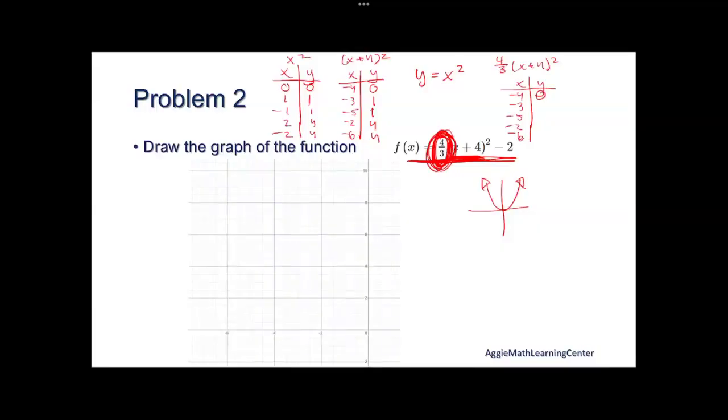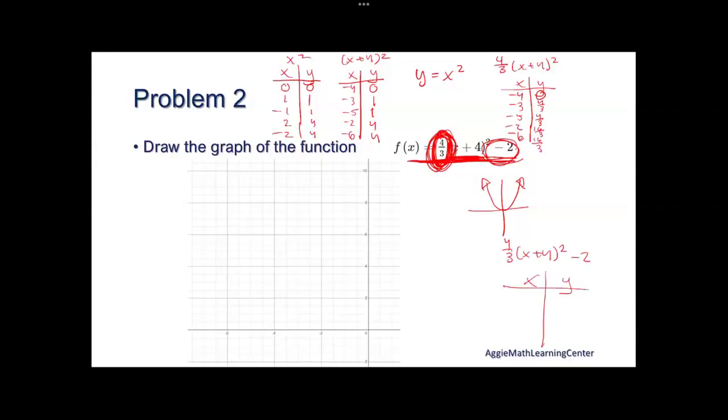Okay, so we have 0, we have 4/3, 4/3. Then we have 16/3, 16/3. Okay, and our last step is to just shift it down 2. So 4/3 x plus 4 squared minus 2.